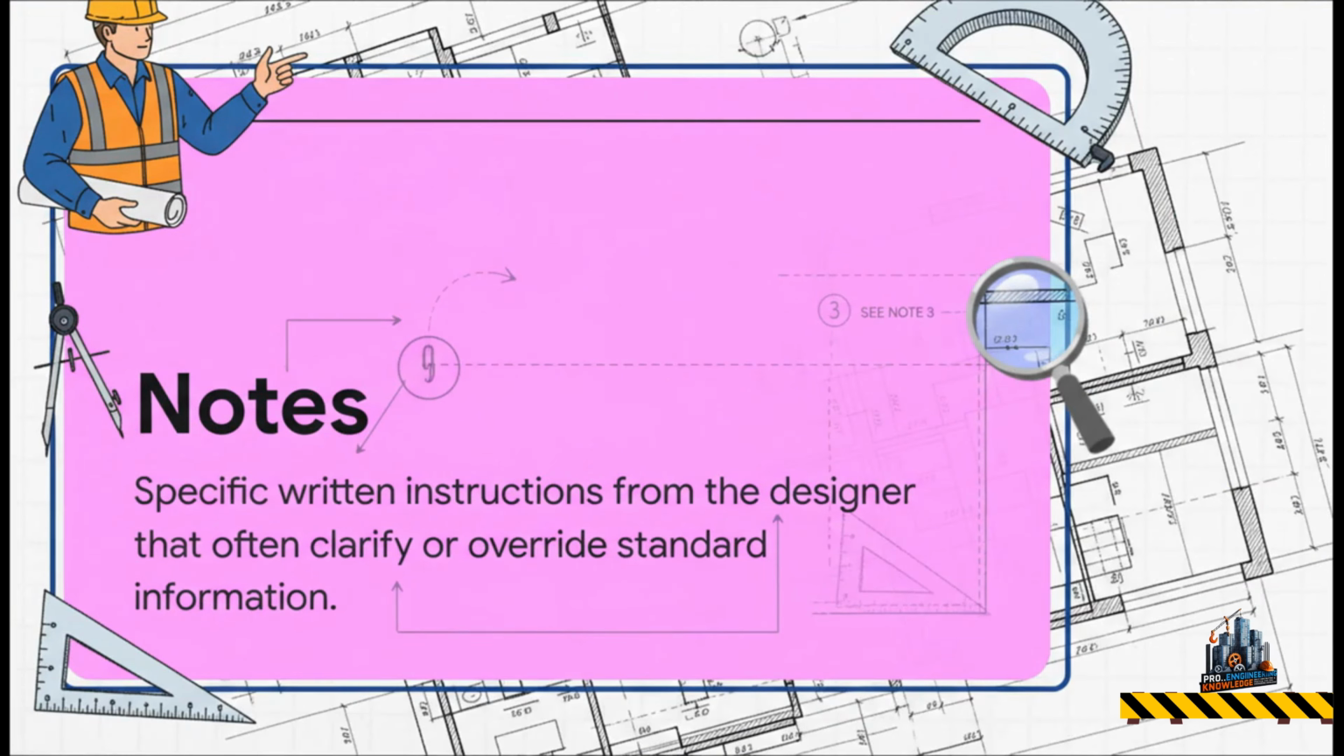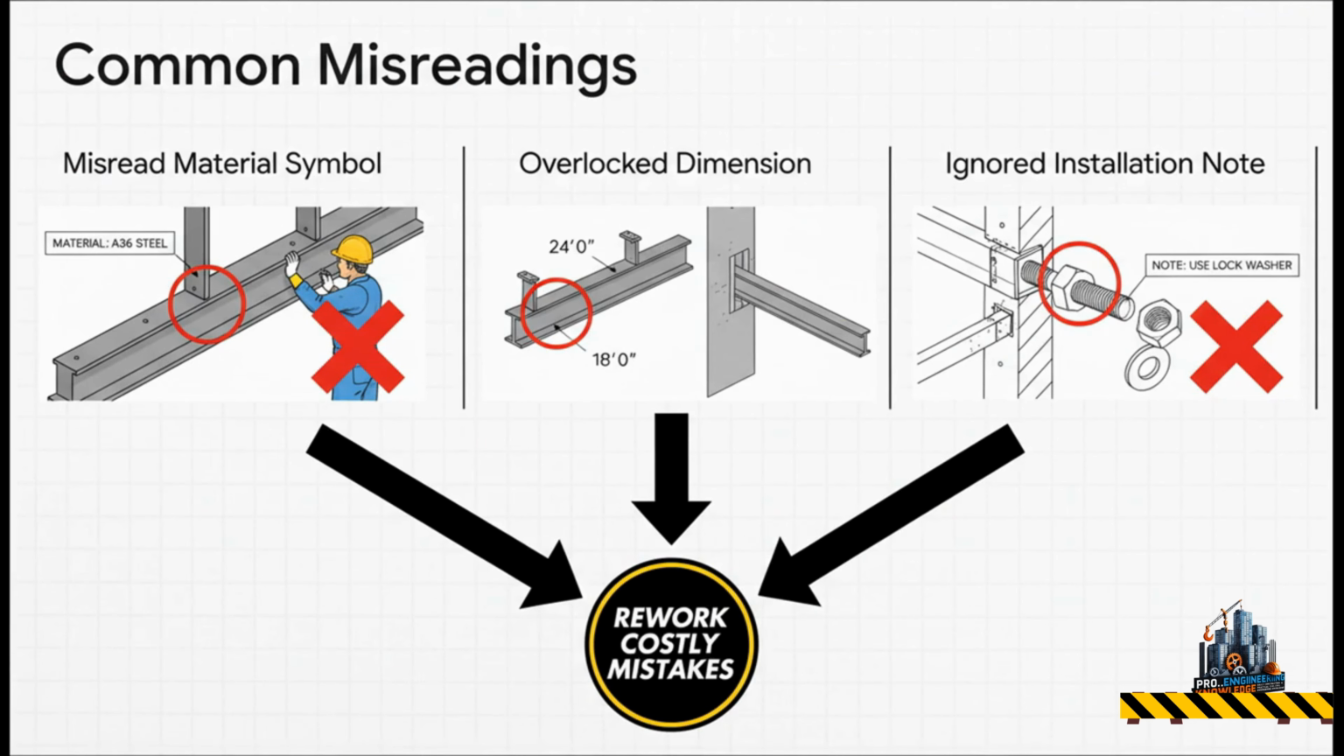And then we've got the notes. It is truly amazing how often these get overlooked. We get so focused on the lines and the numbers that our eyes just glaze over the text. But these notes are where the designer leaves you critical, specific instructions. A single note could completely change a standard symbol or dimension, maybe calling for a different installation method or a specific type of material. Ignoring the notes is like ignoring a direct order from the person who designed the whole project.